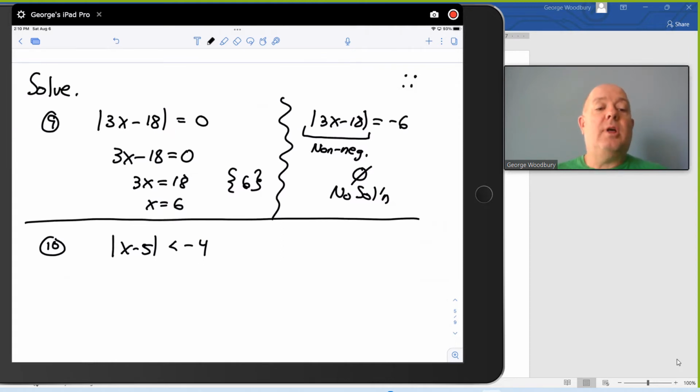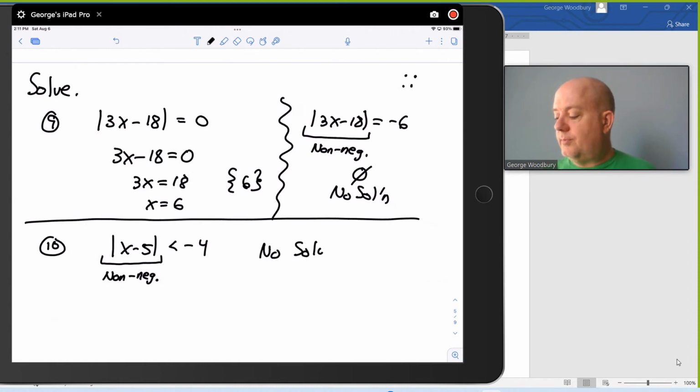In the second example, I've got the absolute value of x minus 5 is less than negative 4. The number on the right-hand side, once this has been isolated, is a negative number. And again, an absolute value is always going to give us a non-negative result. It's not exactly accurate, but if you think of it as a positive number, right, it's either 0 or positive. But if you just think about it as a positive number, can a positive number be less than a negative number? Impossible. A non-negative number can never be less than a negative number. So this one has no solution as well.